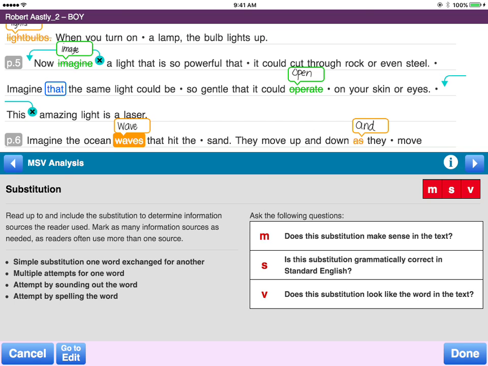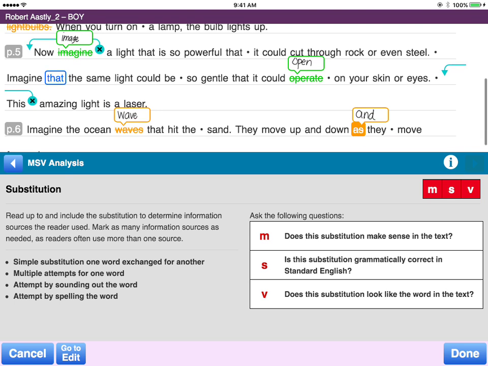So then the next line says, imagine the ocean wave. So we stop right there and we ask ourselves, does this substitution make sense? It does. And then we ask ourselves, did it still have structure? Was it grammatically correct? Imagine the ocean wave. Yes. And does the substitution look like the similar word? Yes, they only left off the S. And then we continue to read on.